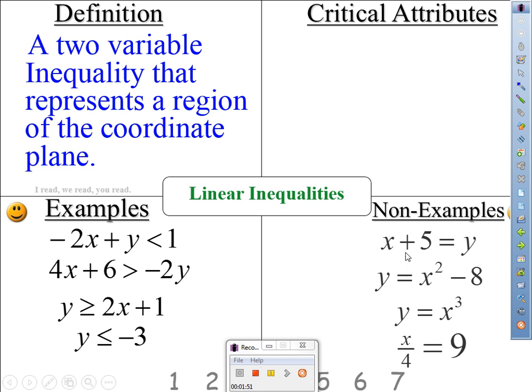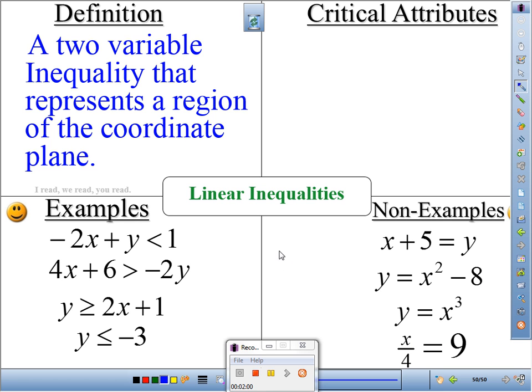These are not linear inequalities: x plus 5 equals y, y equals x squared minus 8, y equals x cubed, x over 4 equals 9. Also copy these: y greater than or equal to x squared minus 8, y less than x cubed. Copy those, please.